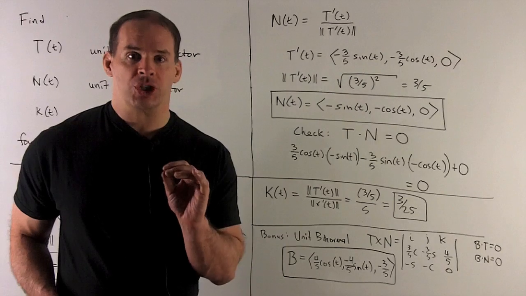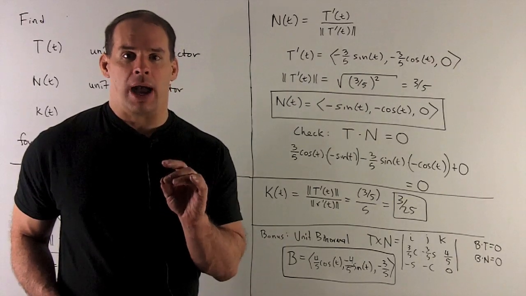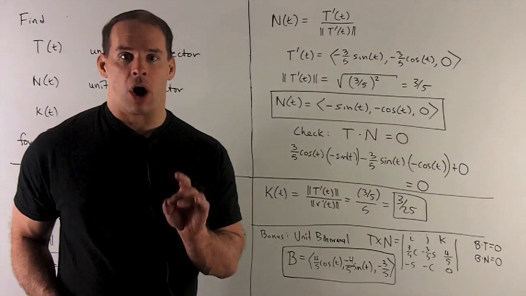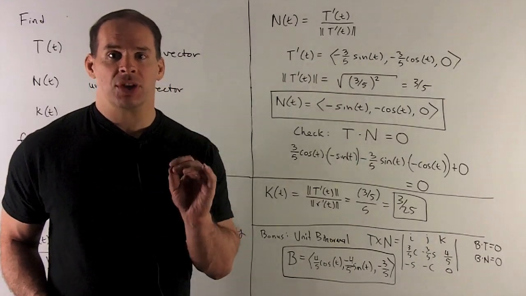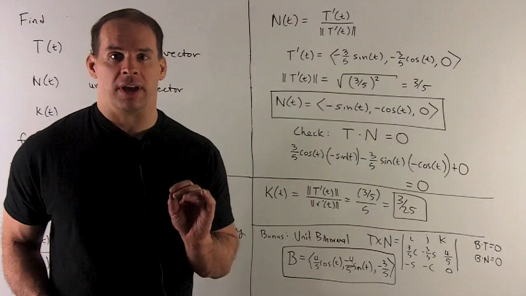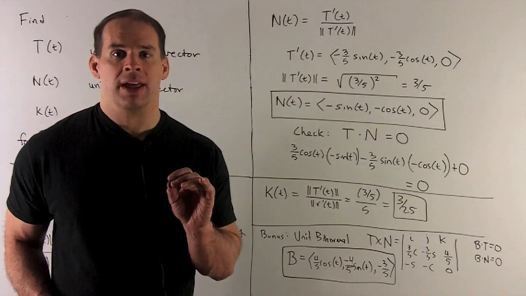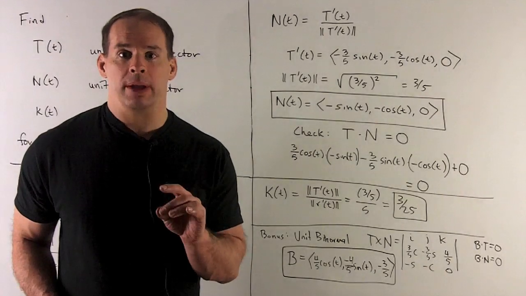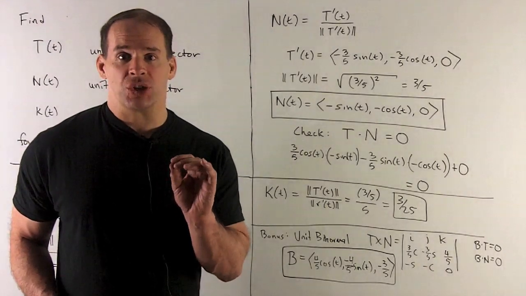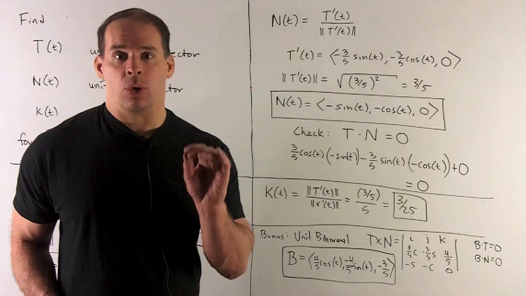Now, the curvature, we're going to take T prime length over r prime length. In this case, it's going to be 3/5 over 5, gives me 3/25. So that's our curvature. That means if we take the best fitting circle to our curve at the point, the radius of that circle is going to be 25 over 3.